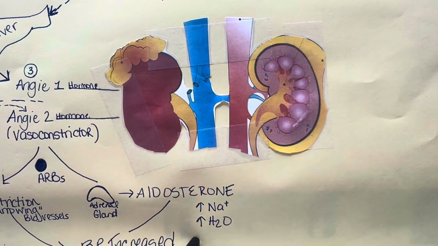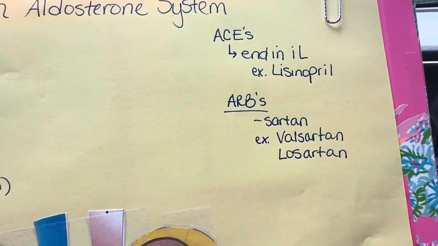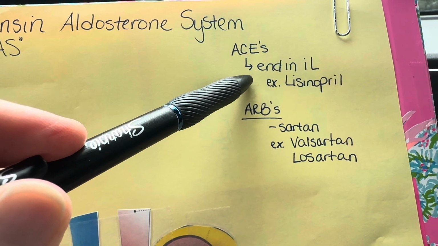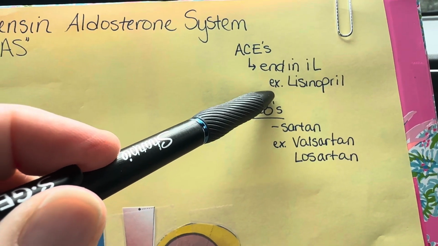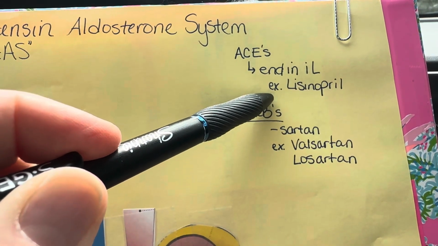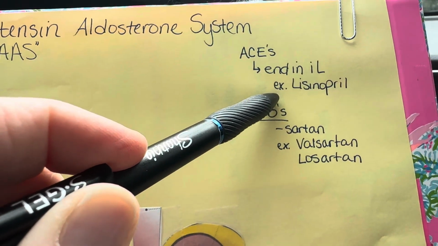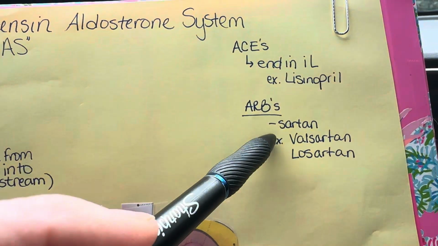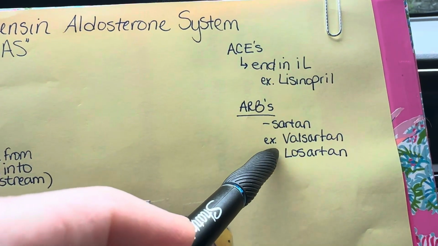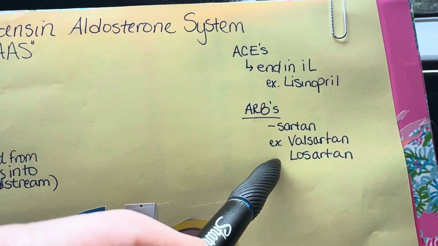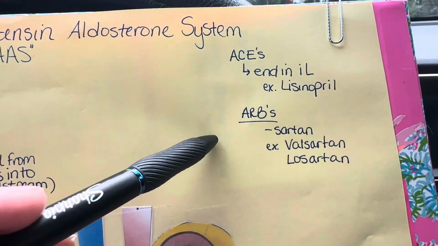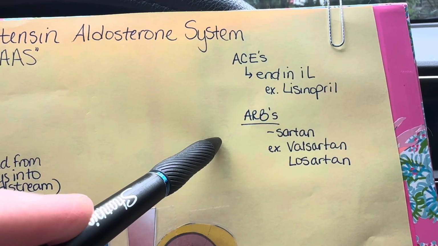So now when you're thinking about those medicines, here you have ACEs. These are your medications that end in "-il", okay? Example, lisinopril. Another one is enalapril, another commonly used one. And then you have your ARBs. These are your sartans. You've got to know these, okay? Your two common ones are valsartan and losartan. If you see a patient taking these medications, it is to lower the blood pressure, okay? These are your antihypertensives.